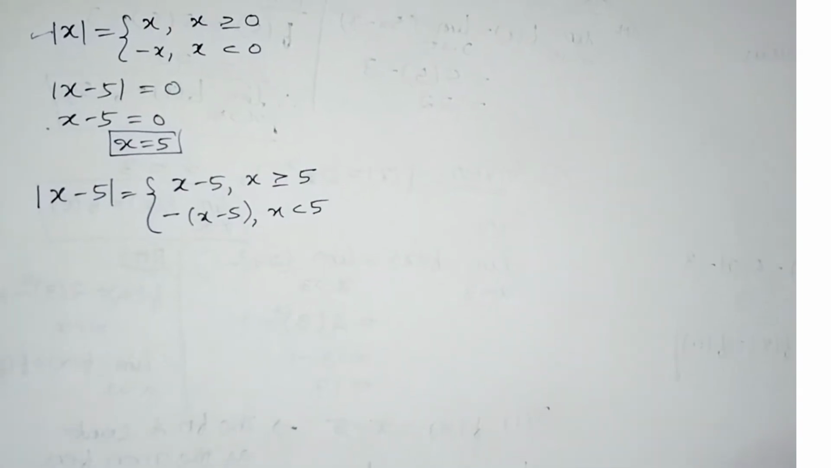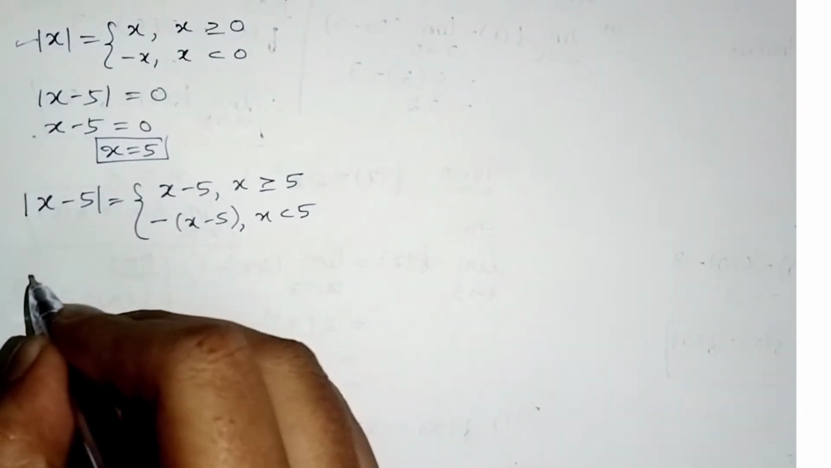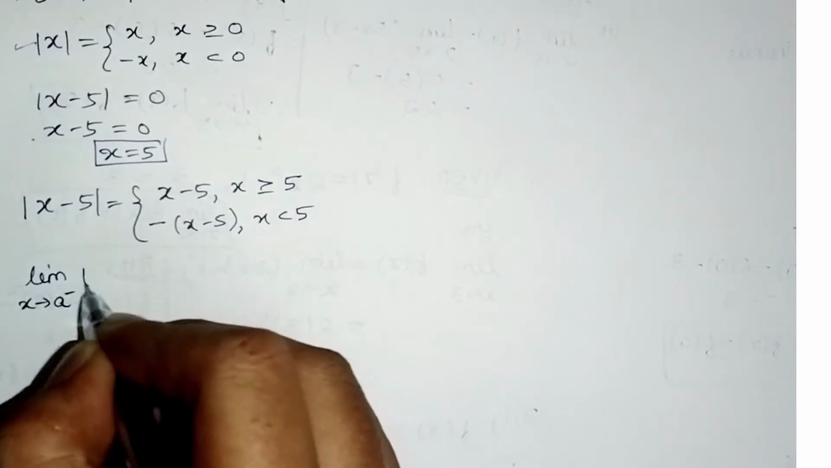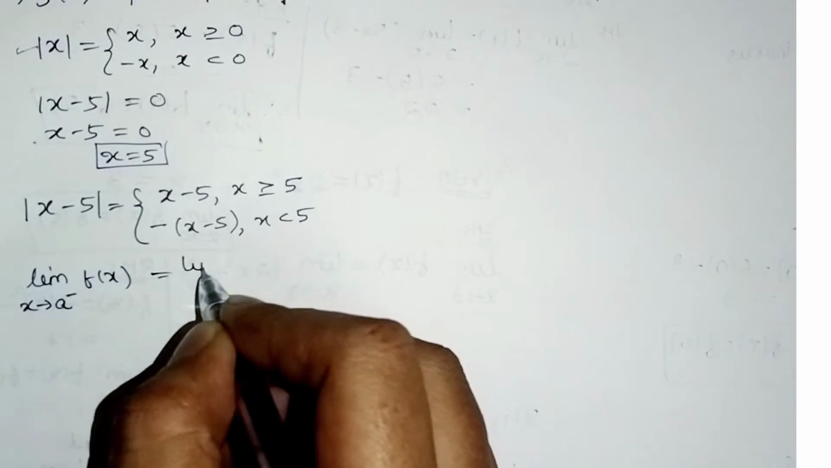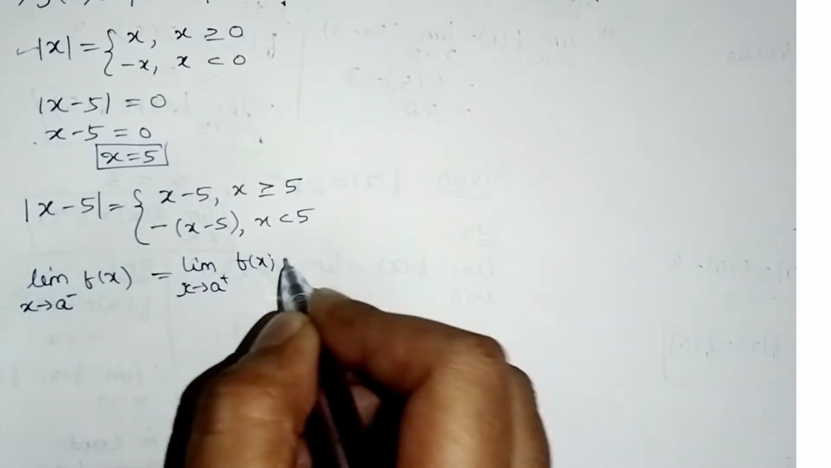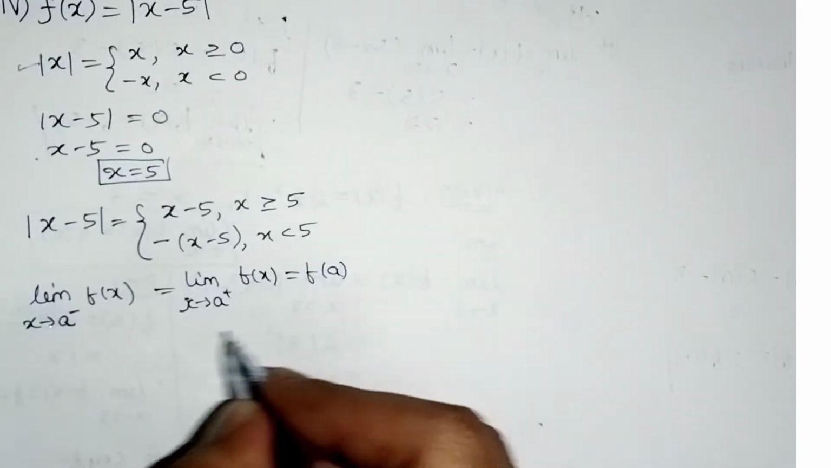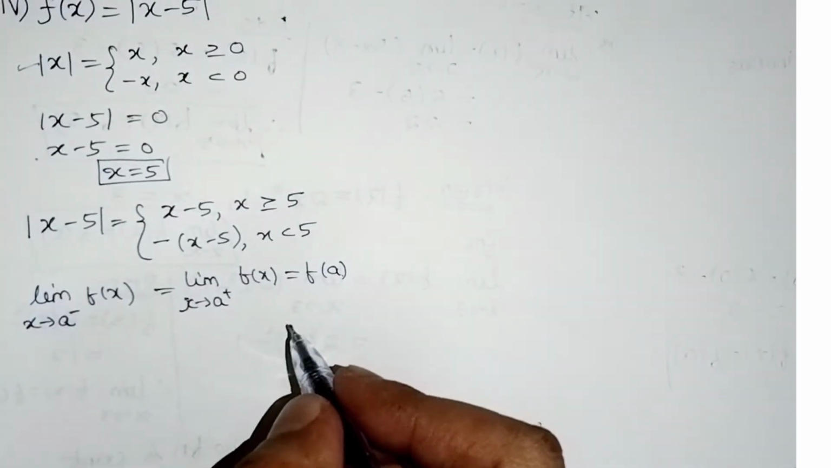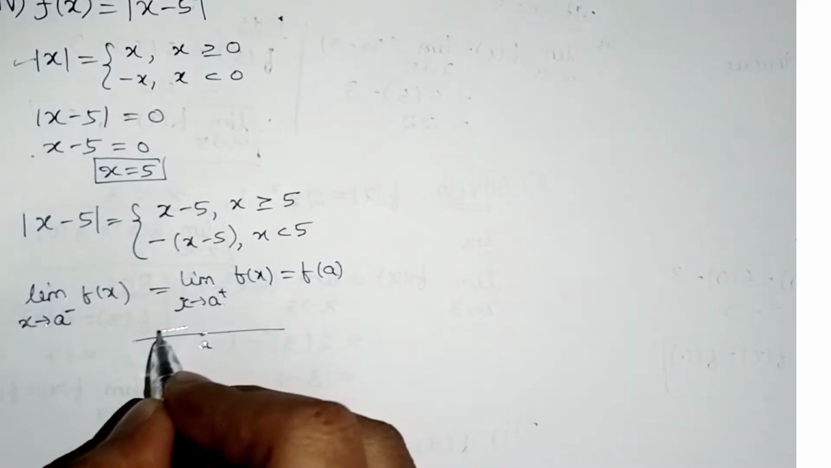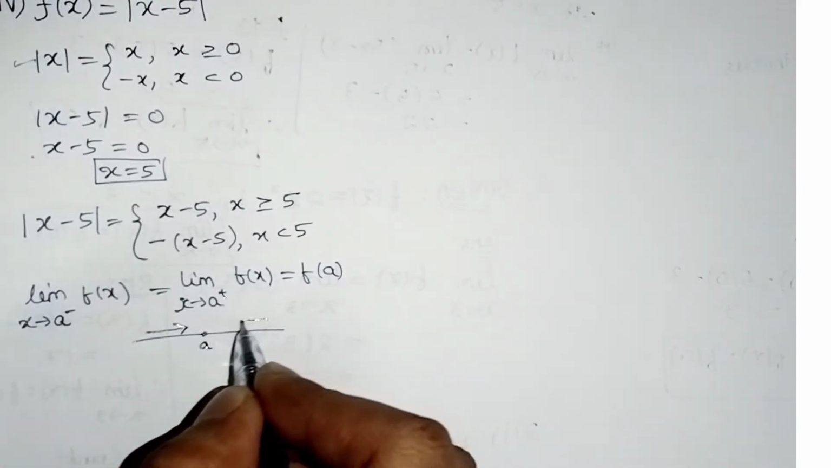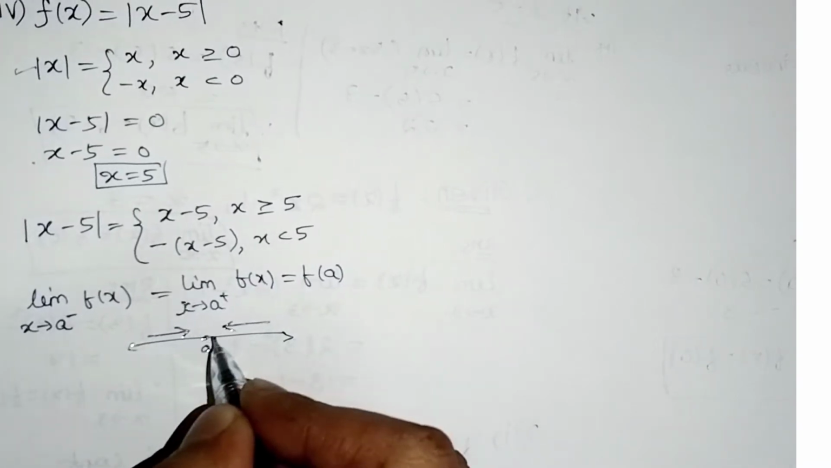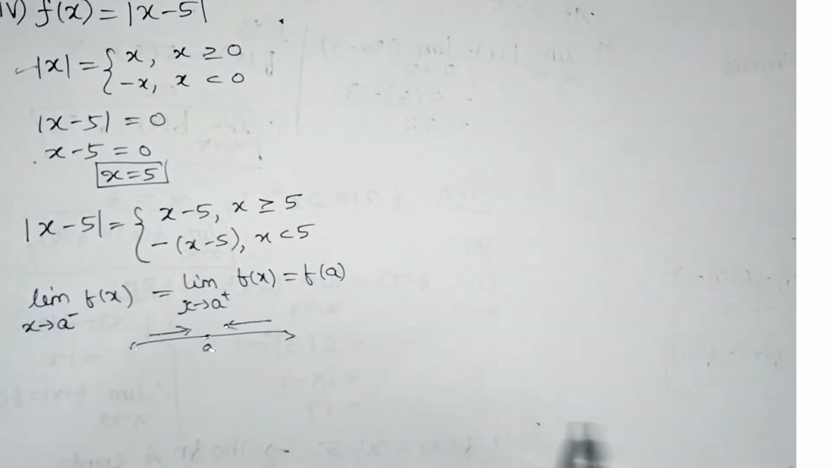Here we use the left hand limit, right hand limit, that is left hand limit, limit x tends to a minus f of x, right hand limit, limit x tends to a plus f of x, equal to f of a. These three values should be equal. Then only we can say the function is continuous. That is, for a particular number, the left hand approaching, the right hand approaching, and at that point the value should coincide. Then only we can say the function is continuous.